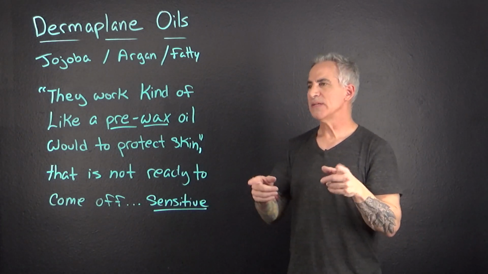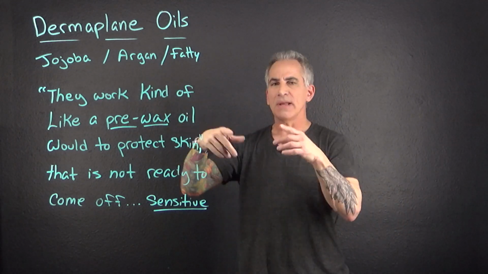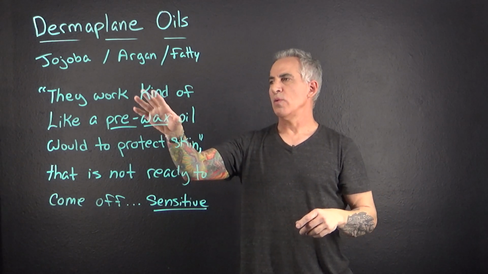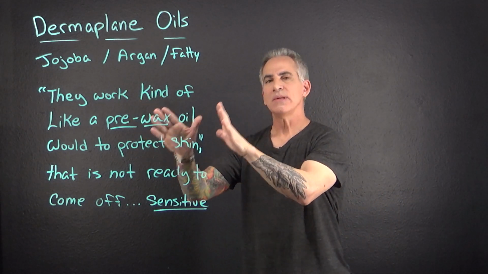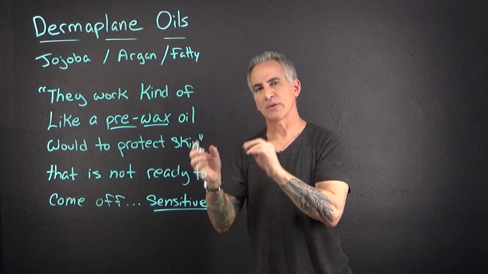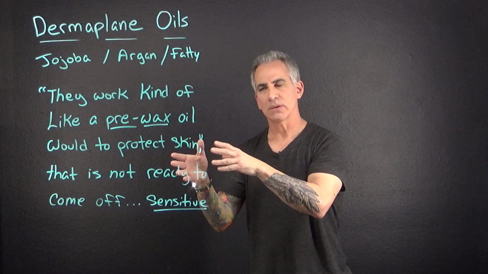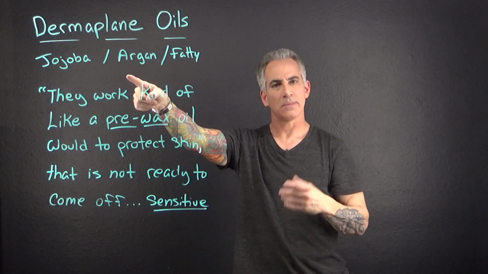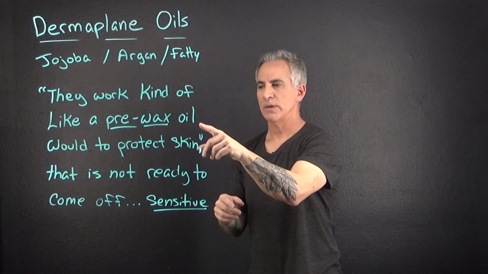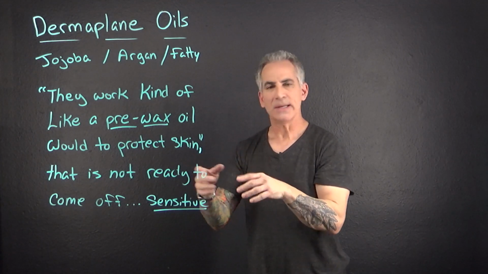All right, so let's talk about what was said. Okay, so the question from the skincare professional was, what specifically would I use in the Serene line, because I'm aware of a company that produces products specifically for dermaplaning, and they include oils. These three were the ones that were mentioned in the email. So they work kind of like a pre-wax oil would to protect skin that is not ready to come off.